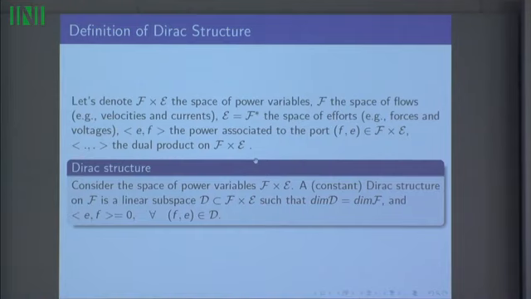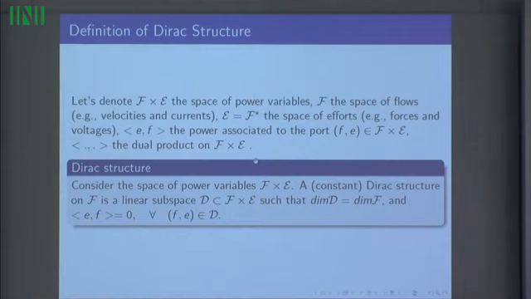So we will have a space of flows denoted with F, and in a physical example you can think of these as velocities or currents. And then we will have E, which is the dual space of F, called the space of efforts. In a similar setting we can think of them as forces and voltages, if these flows and efforts sound confusing at first. And this is the associated inner product on them, and the inner product of E and F will give us the power associated to that port.